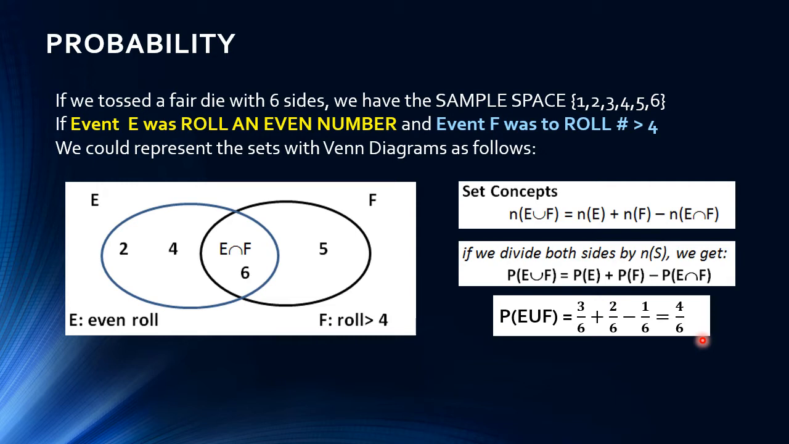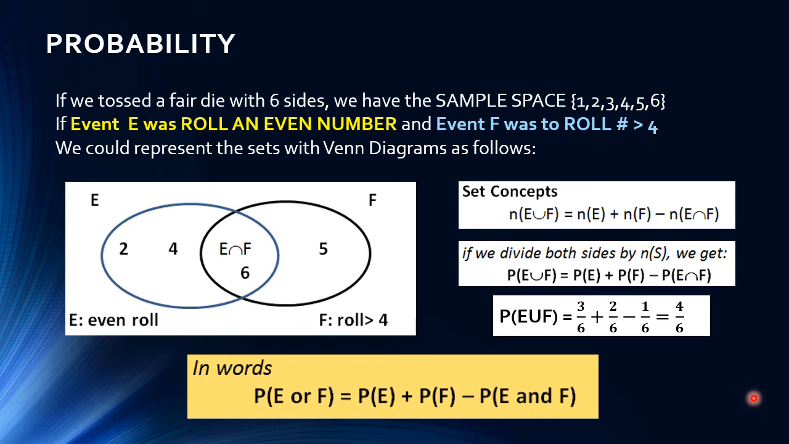This is a really, really important formula to remember when we're trying to figure out the probability of two events, if one event or another event occurs. The or is really important, not and, which is the intersection. The probability of E and F happening is simply 1 out of 6, because there's only one member in E and F, the outcome 6, and that's one outcome out of 6 potential.